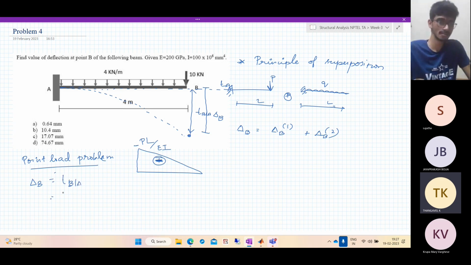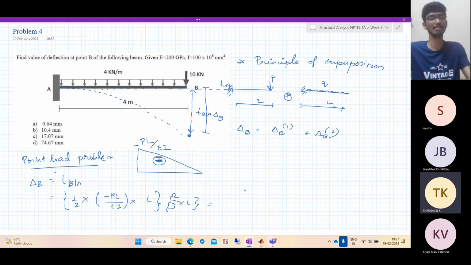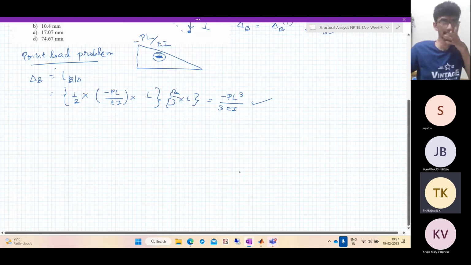And what is it? Very simple. We have the moment diagram, so the total area is half into minus PL by EI into length L, into the centroid, which from this side is 2/3 of L. So how much is it? As expected, the 2 gets cancelled. We get minus PL cube by 3EI. That matches, correct?